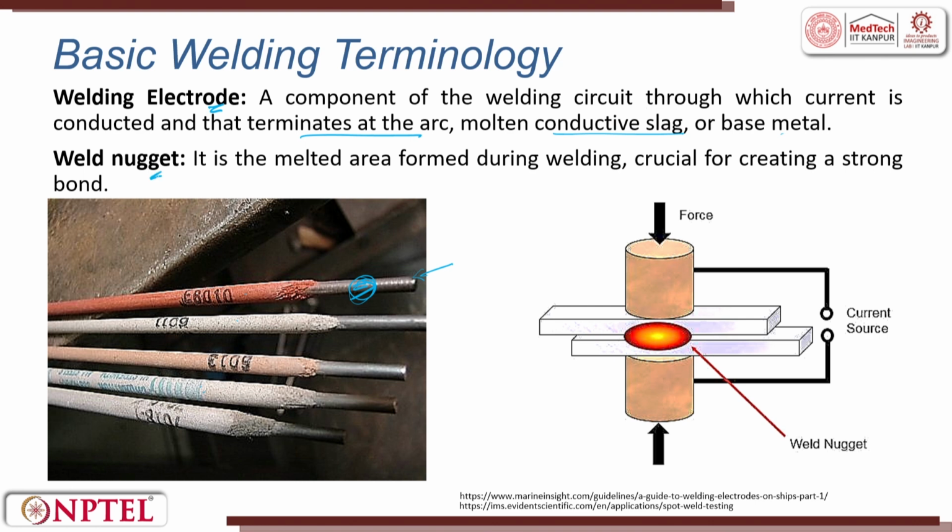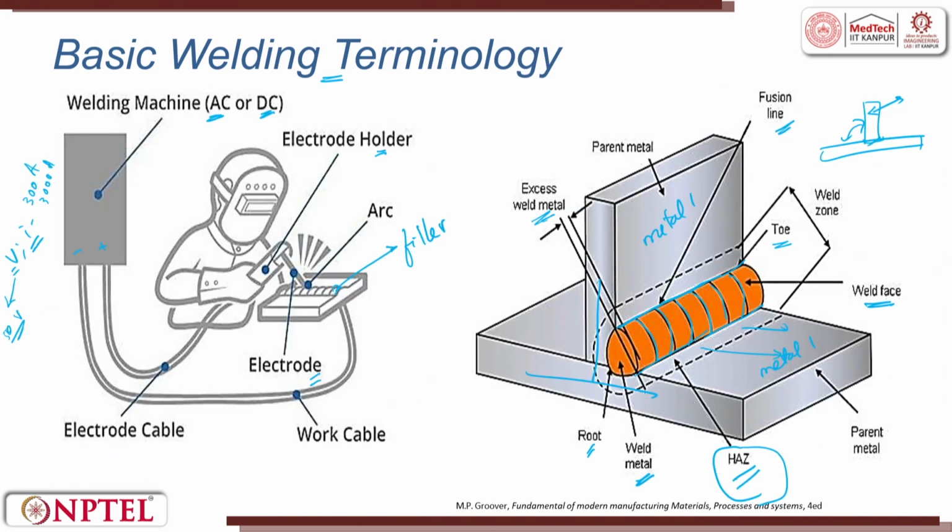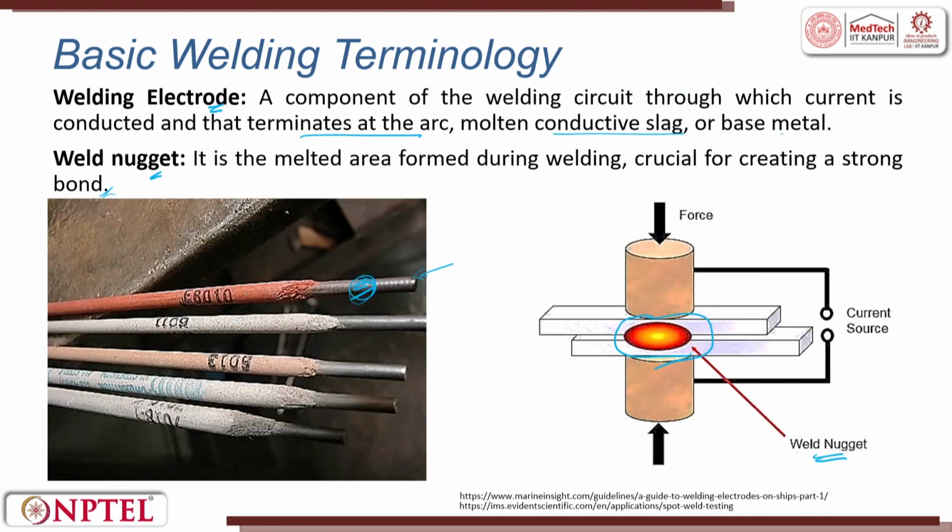The nugget is the melted area formed during welding, which is a crucial factor for creating a strong bond, called the weld nugget. Okay. So, weld nugget, here we have put resistance welding and force is applied. Just for understanding what a nugget is, I am giving it. So, you should know clearly the nugget, and here we have also talked about the heat affected zone and weld metal. Please keep in mind, these are all different.